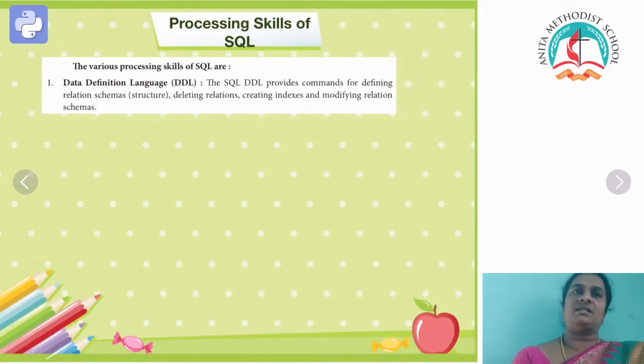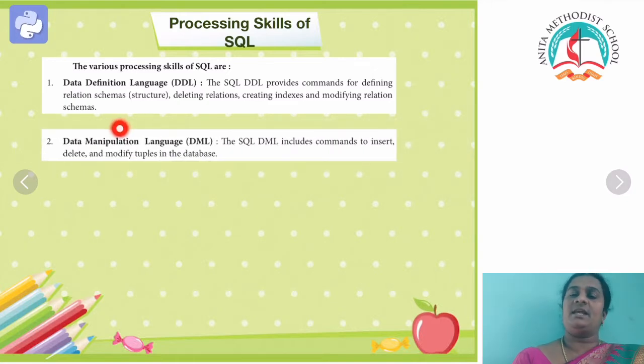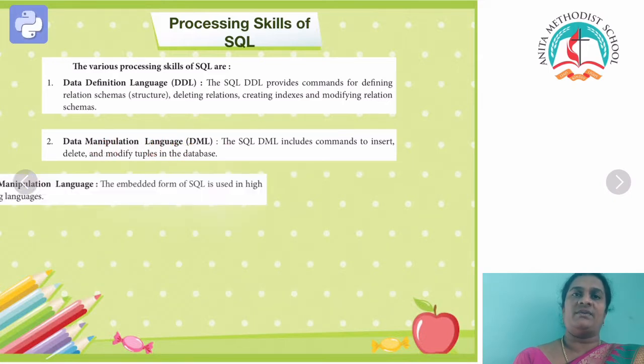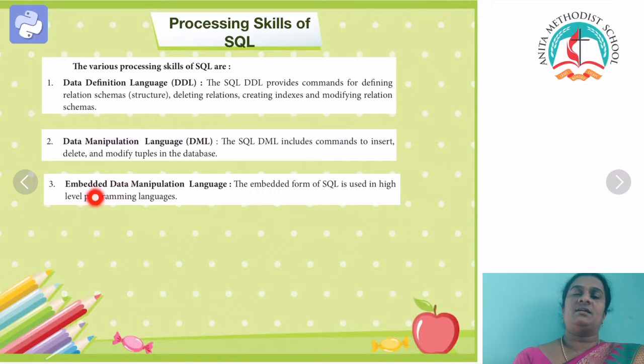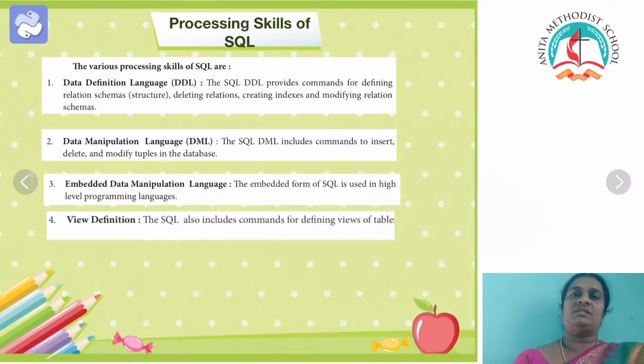What are the processing skills of SQL? The first point is data definition language. The SQL data definition language provides commands for defining relational schemes, deleting, creating index, and then modifying the schemes. That is DDL. And the second part is data manipulation language. It's mainly used to insert, delete, and then modify. The third one is embedded data manipulation language. And what's the fourth one?